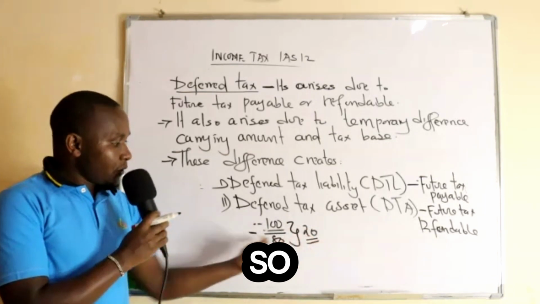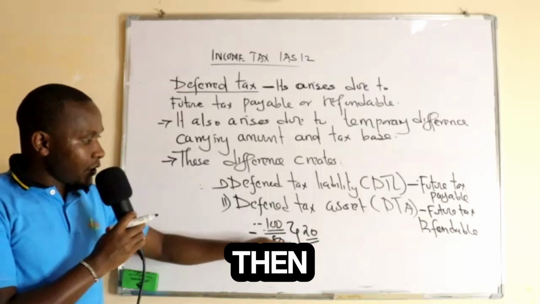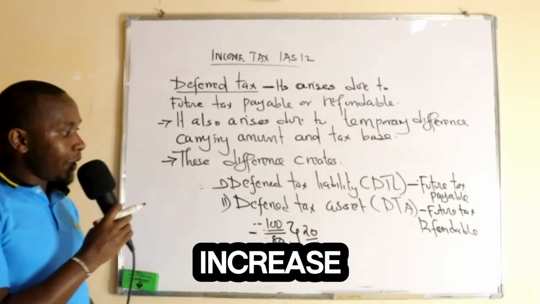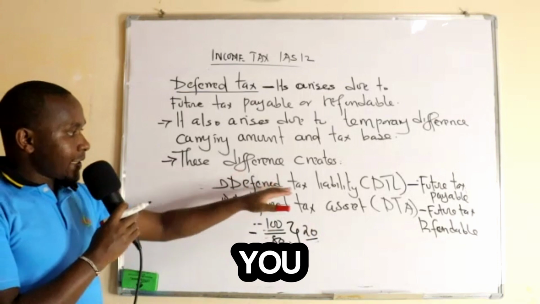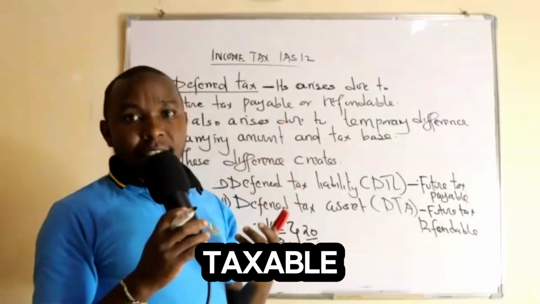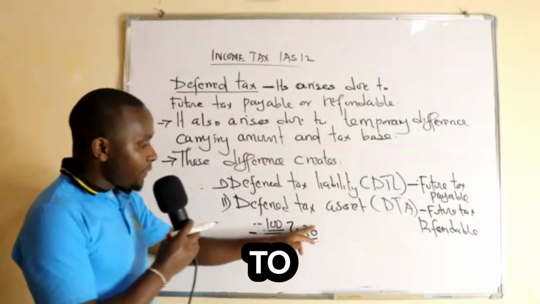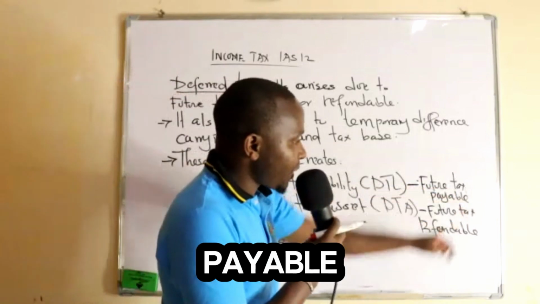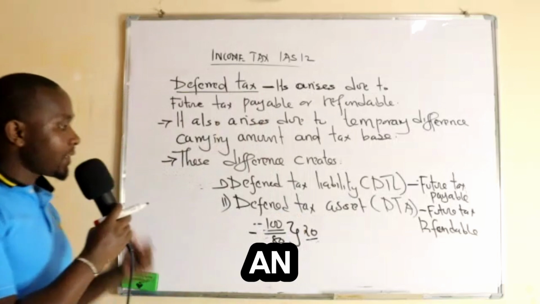So if you do the adjustment, then this 20 will increase your taxable profit. If you increase the taxable profit, it means you'll have to pay this 20 in future. That's why we call it the future tax payable. The future tax payable, and it is an opposite.